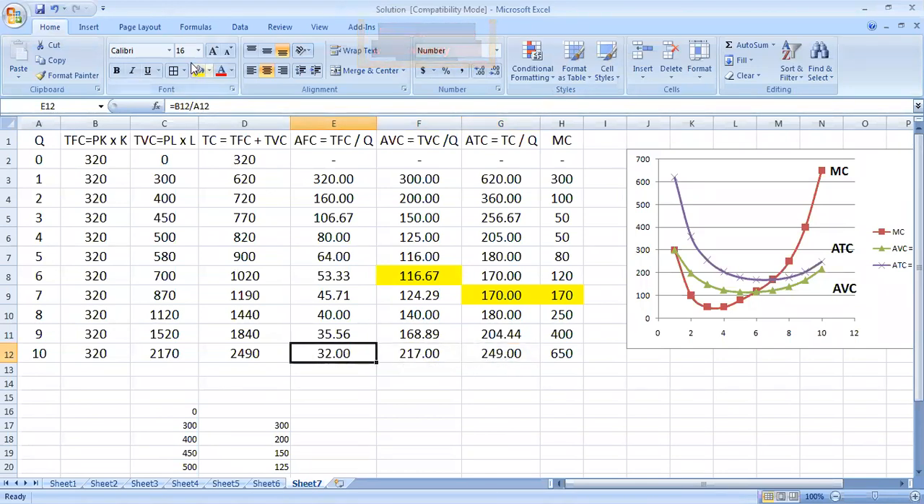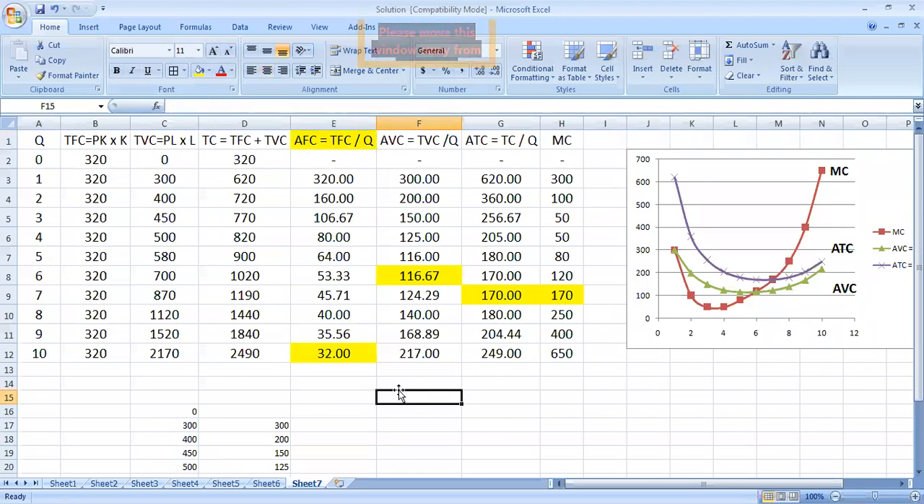This 32 is from average fixed cost, so you would see that average total cost and average variable cost will be quite close to each other, but they will never become equal, only because of average fixed cost. Because of average fixed cost, the average total cost and average variable cost can never become equal to each other.